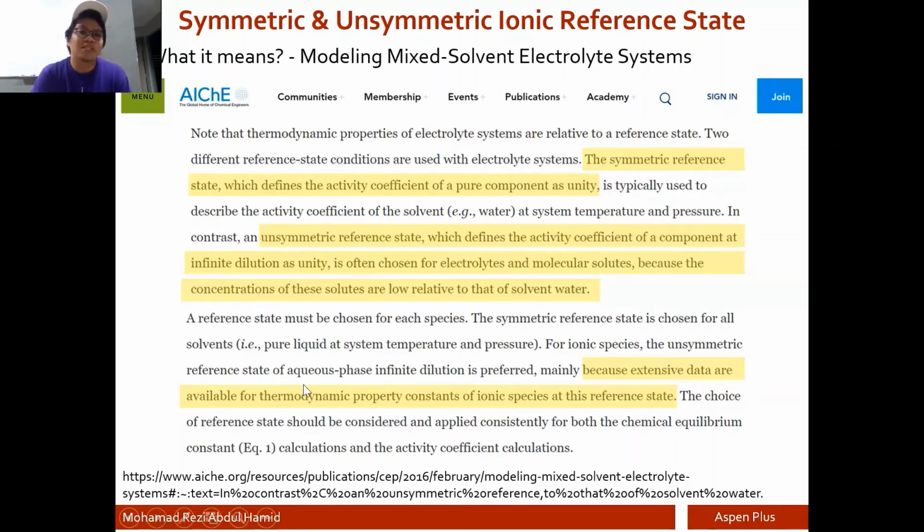However, if you choose the symmetric reference state, you need to input the parameters, like constants A, B, C, and D manually. But if you know the numbers, then it's good. But if you don't know the numbers, I guess you need to find literature that can give you the parameters that you want, which is the reason why I decided to use the unsymmetric reference state.